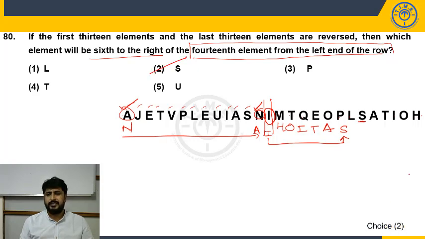No need to reverse the sequence, and don't waste your valuable time in the exam. Assume that it is reversed. So instead of counting normally, count in the reverse way. That's it. Because the elements are reversed, we are changing our thinking also. We are thinking in the reverse way. That's it.